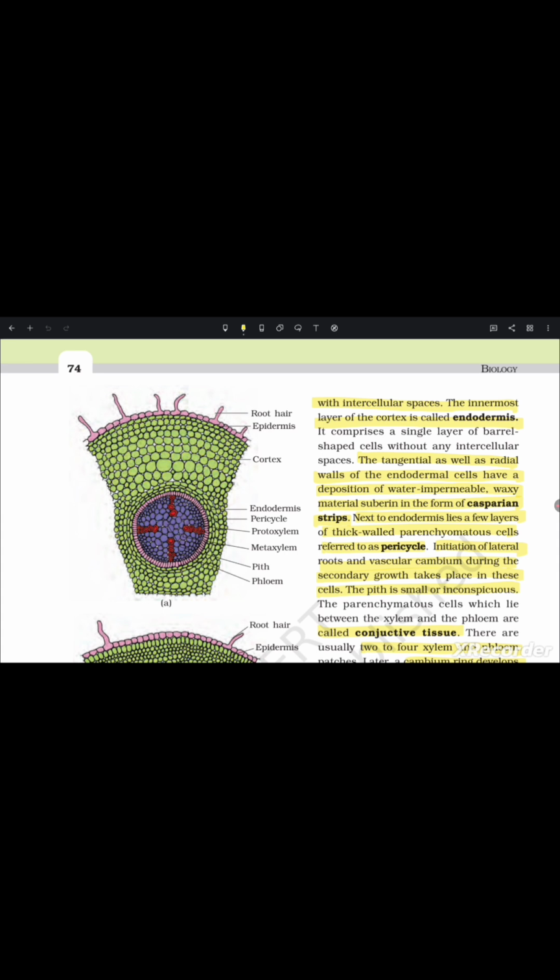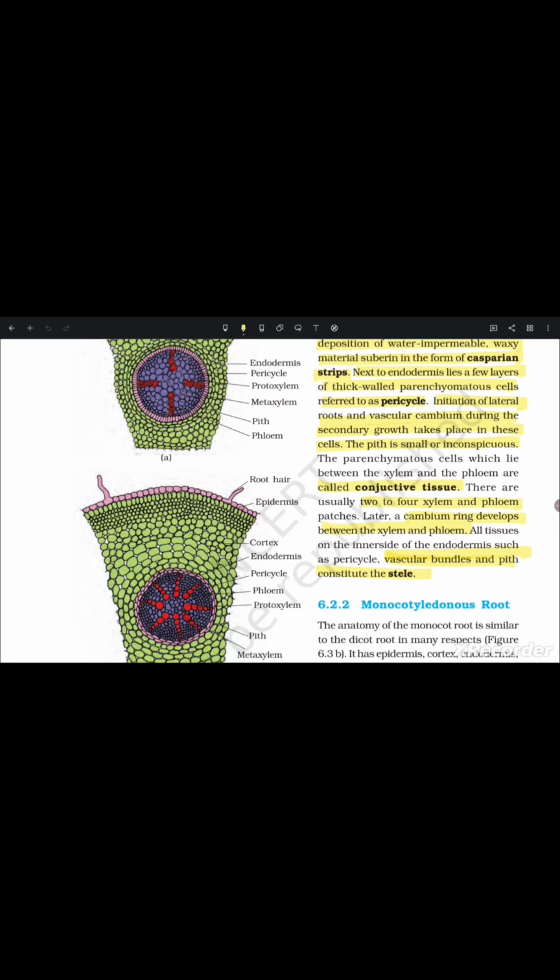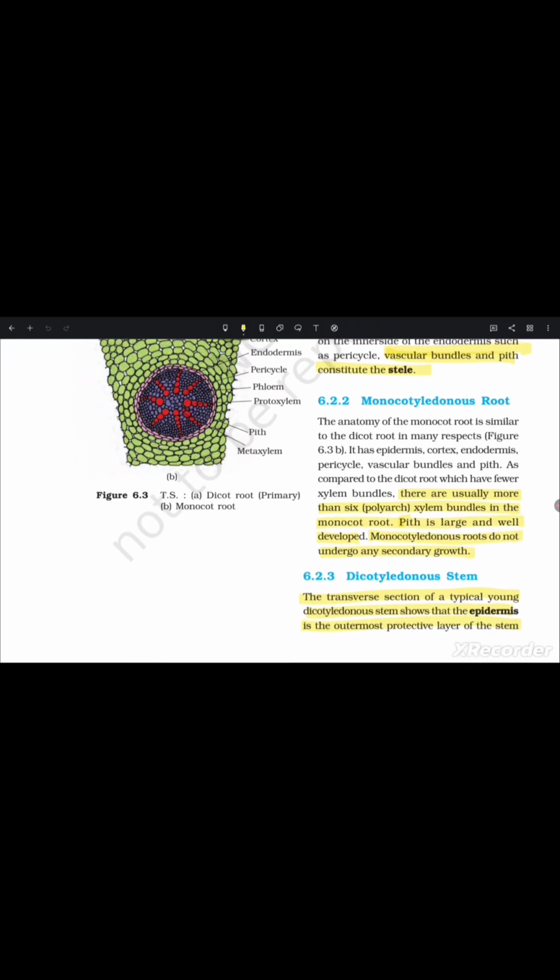The pith is small or inconspicuous. The parenchymatous cells which lie between the xylem and the phloem are called conjunctive tissues. There are usually two or four xylem and phloem patches. Later, a cambium ring develops between the xylem and phloem. All tissues on the inner side of the endodermis, such as pericycle, vascular bundles, and pith, constitute the stele.